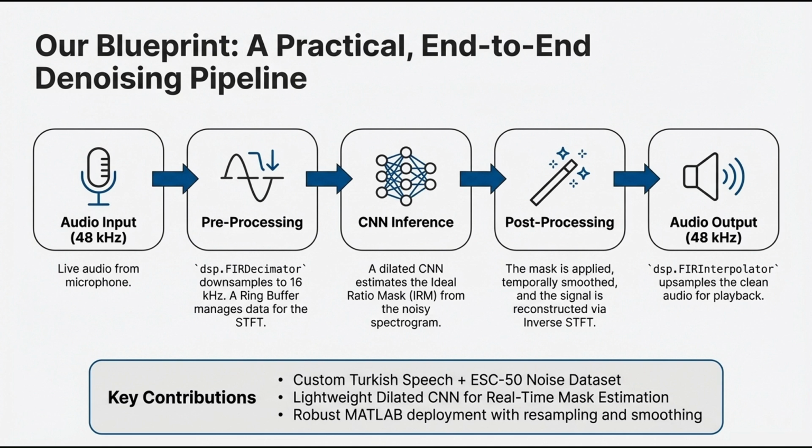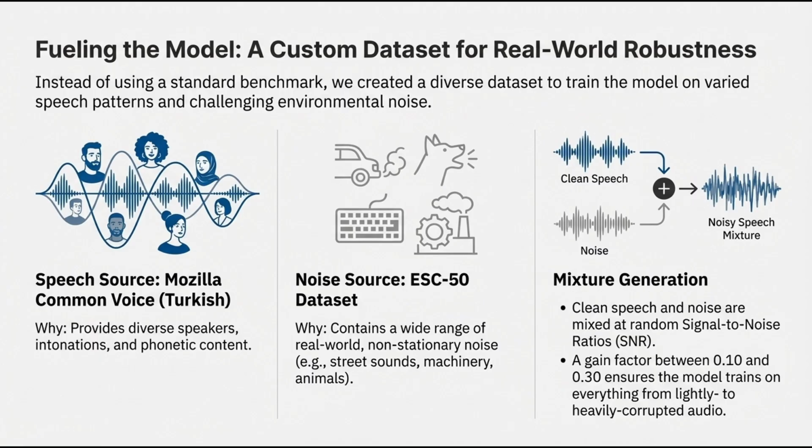So here is our end-to-end blueprint. We start with 48 kHz audio input, then pre-processing downsamples and buffers the signal for SDFT. Next, the CNN performs inference to estimate an IRM mask for the noisy spectrogram. Then post-processing applies smoothing and reconstructs the signal via inverse SDFT. Finally, we output audio again at 48 kHz for playback. So the key idea is we do heavy learning on a compact representation, but we keep the full streaming system stable with careful buffering and resampling.